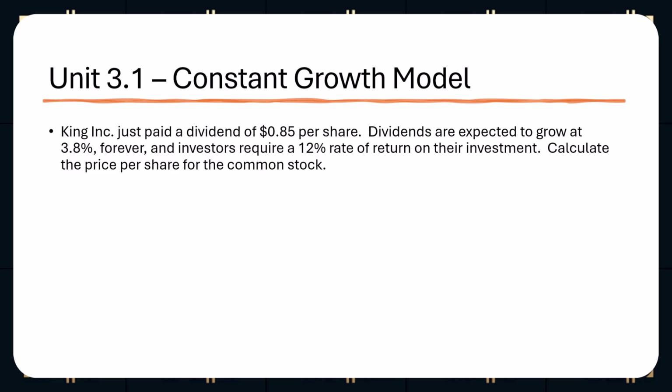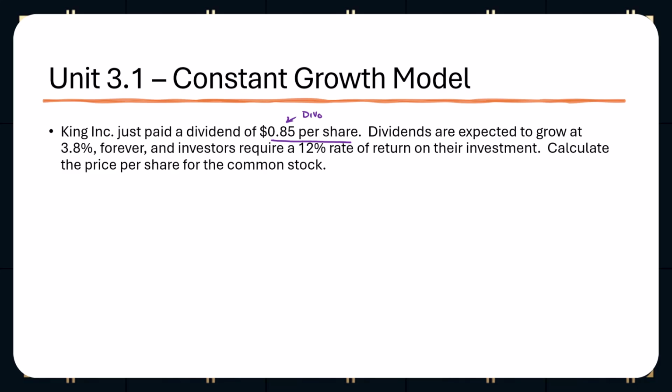King Inc. just paid a dividend of 85 cents per share, so that's Div 0. And dividends are expected to grow at 3.8% forever. Investors require a 12% rate of return on the investment. Calculate the price per share for the common stock.